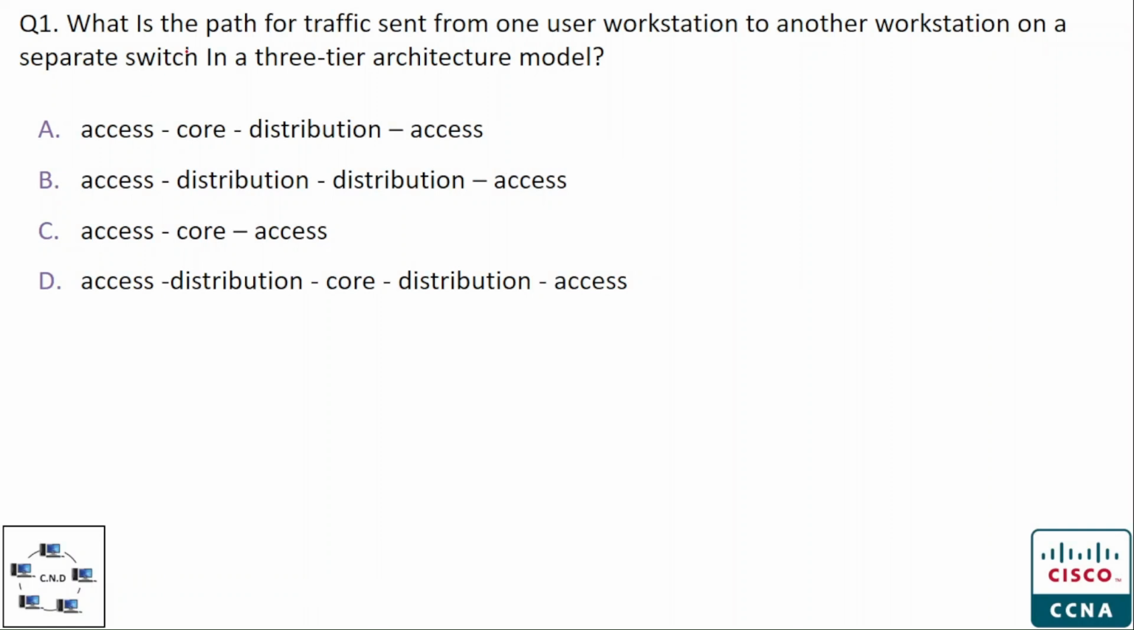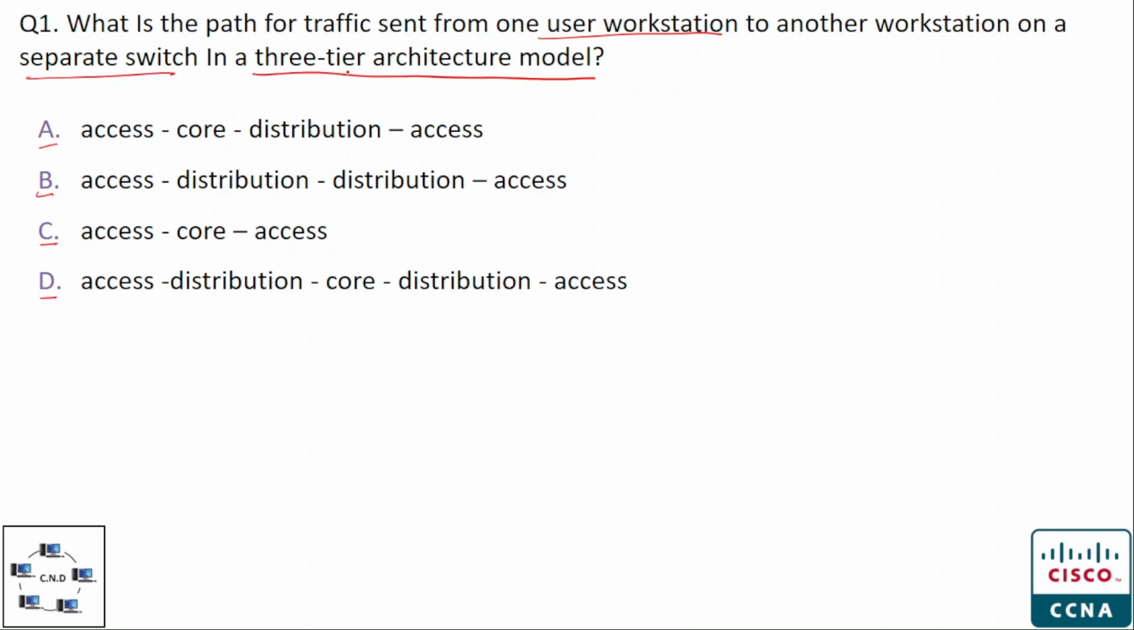Question number 1. What is the path for traffic sent from one user workstation to another workstation on a separate switch in a 3-tier architecture model? And the options are: option A, access core distribution access; option B, access distribution access; option C, access core access; and option D, access distribution core distribution access.